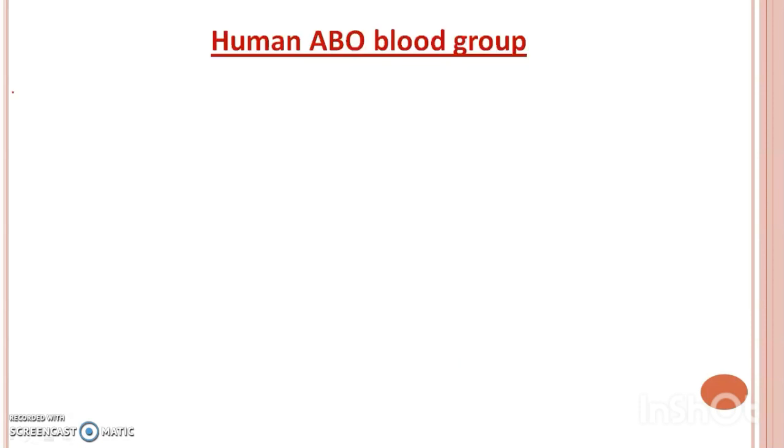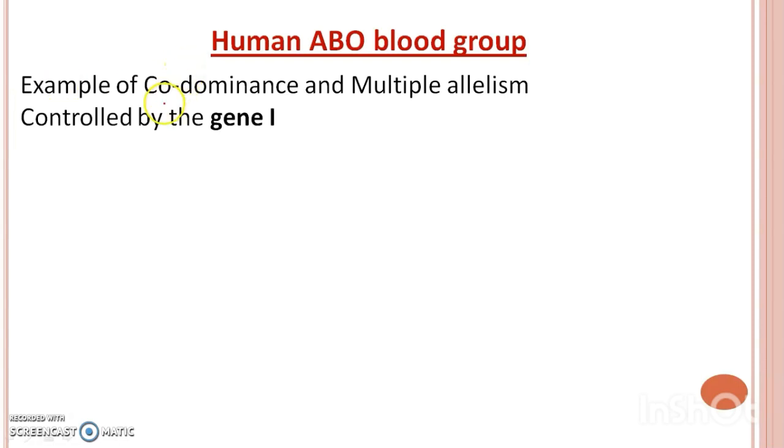So the human blood group is ABO type, which is an example of codominance and multiple allelism. It is an example of codominance because two dominant alleles can express themselves together, and it is an example of multiple allelism because in the human ABO blood group there are more than two alleles present. Okay, and the human blood group is controlled by the gene I.